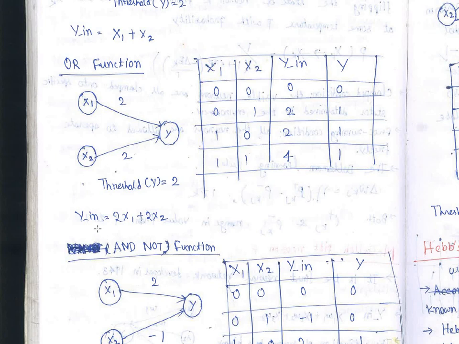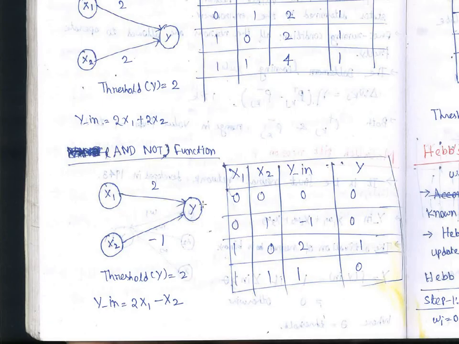OR function: y_in equals 2x1 plus 2x2, since the weight is 2 for both inputs. When we add it, it becomes 0, 2, 2, 4. For 2x1 plus 2x2, 2 into 0 plus 2 into 1 is 2. The threshold value is 2 here, so wherever the sum is greater than or equal to 2, y becomes 1. So wherever a 1 is there, we get output 1, and for 0,0 alone the output is 0.